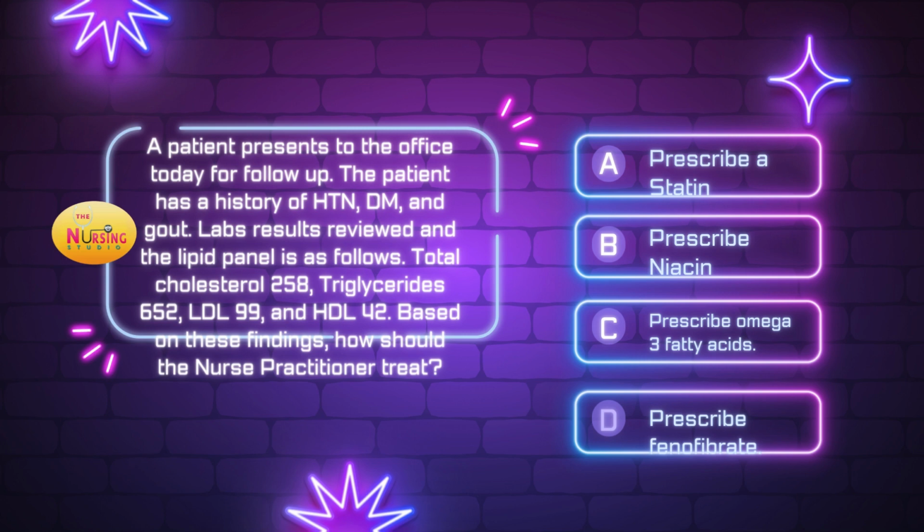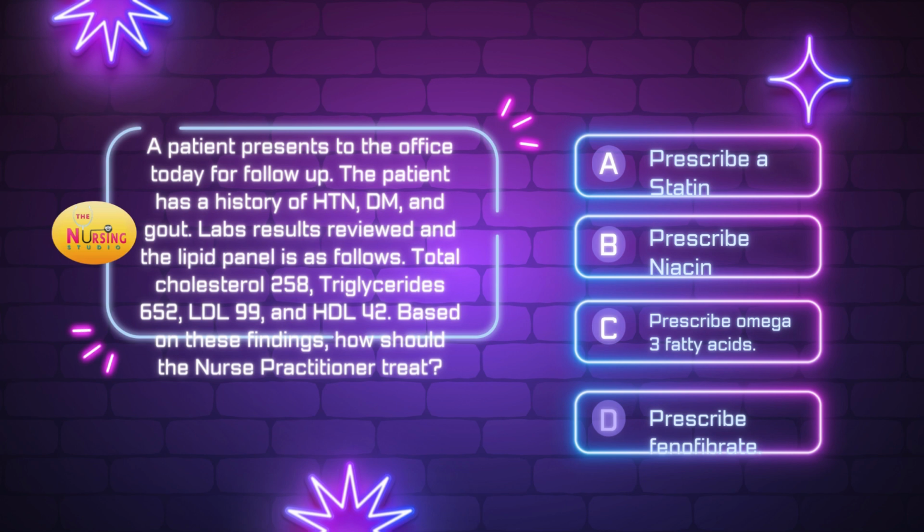Whenever triglycerides are greater than 500, in your mind, you need to consider and rule out pancreatitis, but your first line therapy is now niacin. So the answer is B, prescribe niacin. If your triglycerides are greater than 500, first line therapy is niacin.